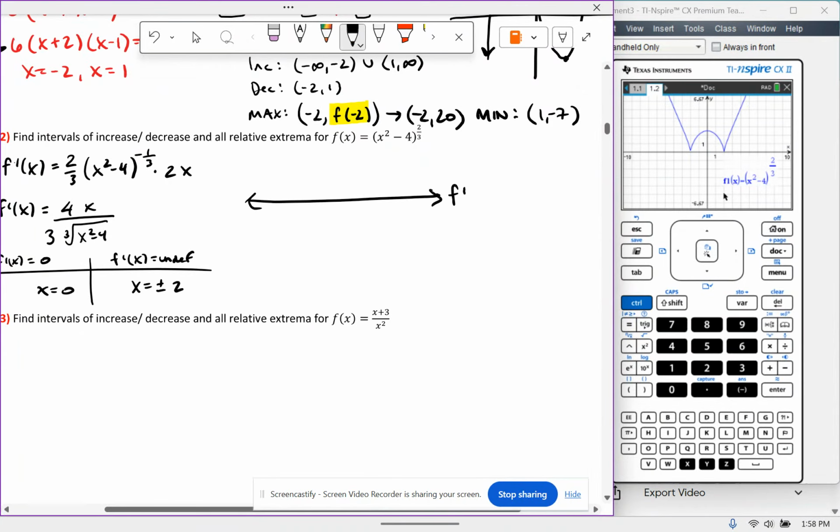So let's set up our f prime number line. We're going to put these bad boys on here and then label it. The 2 and the negative 2 came from where the first derivative was undefined, and the 0 came from where the first derivative was equal to 0, right? So you're going to pick test values in between each spot and figure out what the sign is.